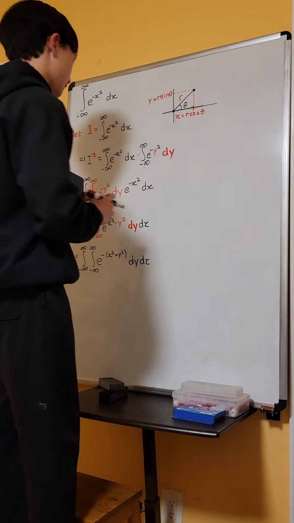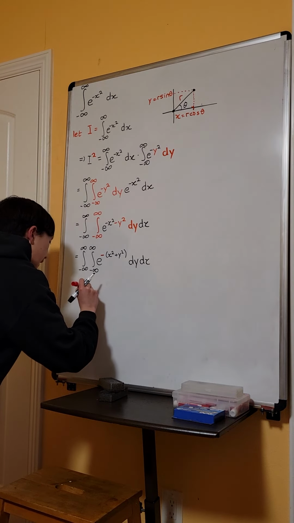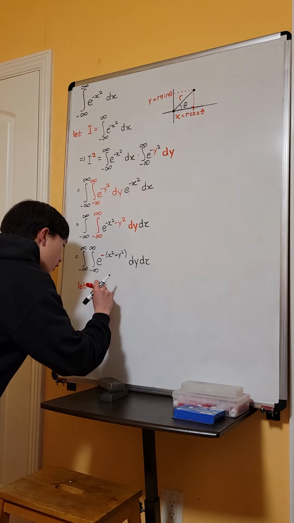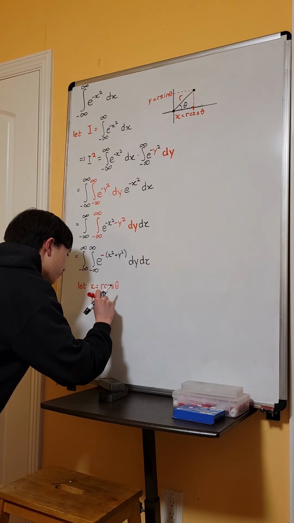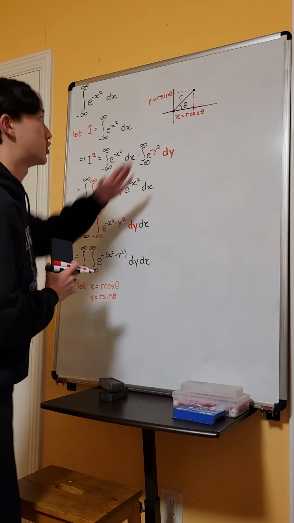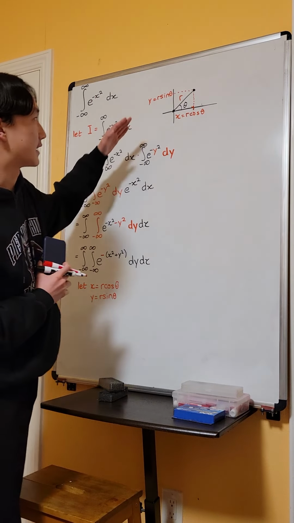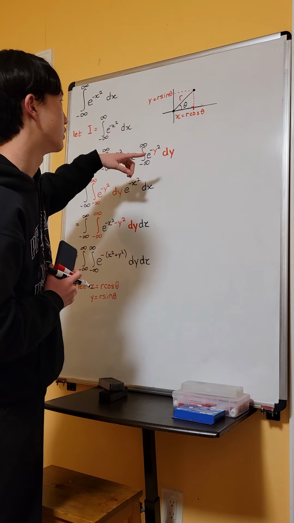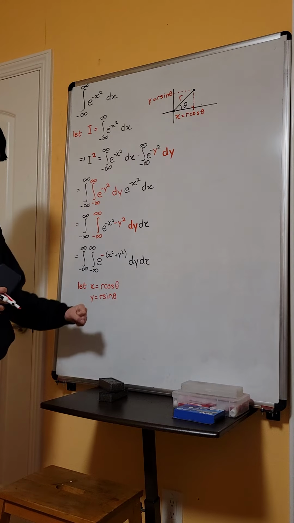So let's put down some change of variables. You would let x equal r cos theta, and y would be equal to r sine theta. That's just a projection of, you can think of it as a vector, and it has its components, its magnitude, and its direction.